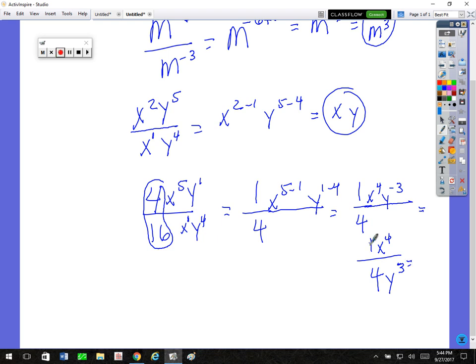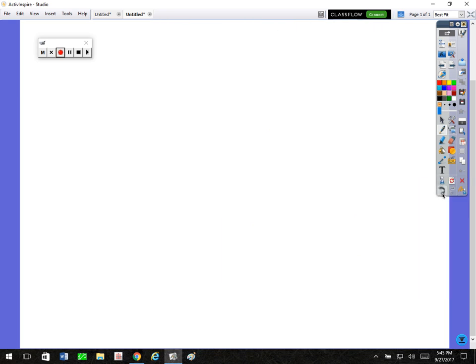And remember, sometimes you're not going to see that written there. What you may see is something like this: 4y to the third power. These two answers are the same, but sometimes we just don't write the 1 because it's understood to be there. Okay? Good job with that one, ladies and gentlemen.